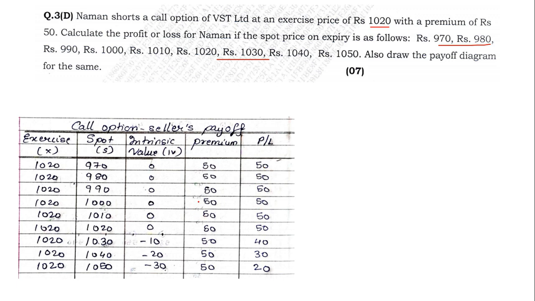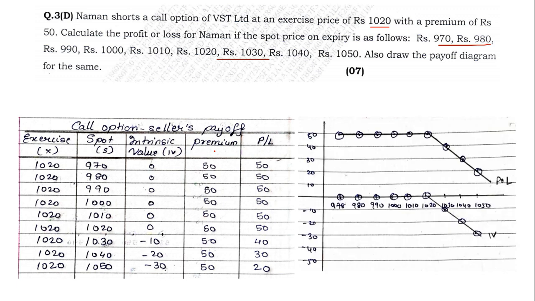So if the price goes below, you are guaranteed a return of the premium that you receive. In the last cases, since there were losses, it will be 50 minus 10, so 40, 50 minus 20 is 30, 50 minus 30 is 20. Okay, so this was the table based on the call option seller's payoff. Remember, the call option buyer's payoff goes differently and the seller's payoff goes differently. After that you just have to do the plotting.